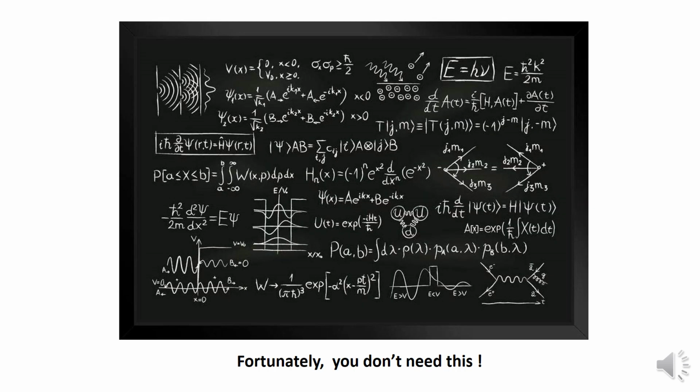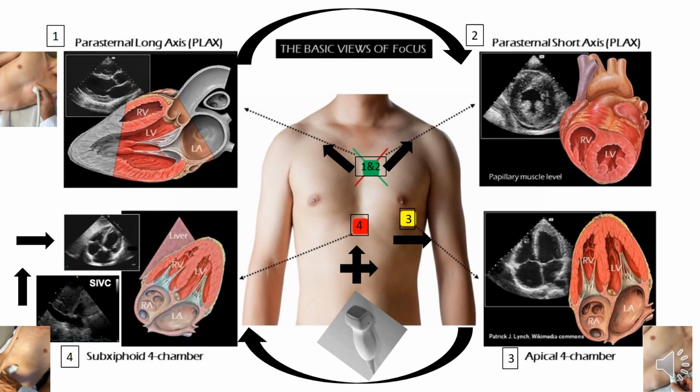So this echo is, fortunately, something where you don't need these equations. We have this important figure that we will discuss repeatedly all over this lecture. We have 3 positions where we put the echo probe. This echo probe has a marker, and according to the direction of this marker we get this picture.